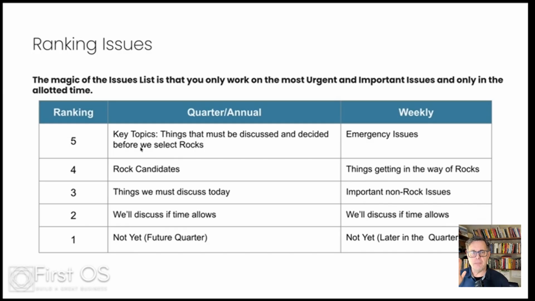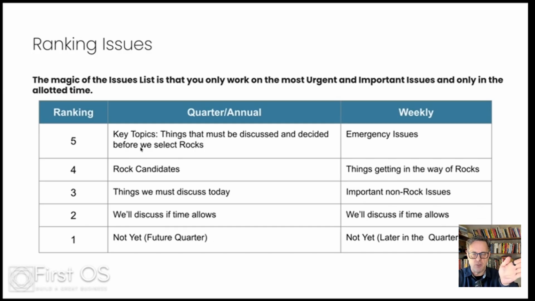So 5s in my quarterly meetings, these are typically things that we call key topics. This is things we have to talk about before we set rocks. Hey guys, we can't even figure out which rocks to go do until we get this sorted out, right? Are we a SaaS company or are we a painting company? That would be a non-classic thing, but like we've got something ahead of us.